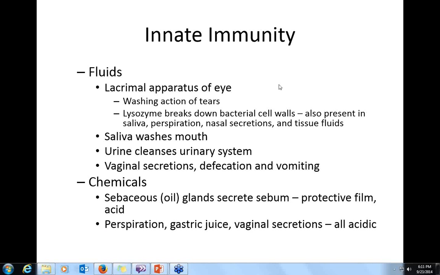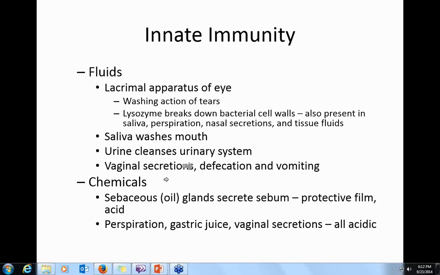Okay. Fluids that the body produces. You have the lacrimal apparatus of the eye. That's referring to the tears. Tears wash away pathogens. Tears also include lysozymes. These are special enzymes that break down bacteria cell walls. They're present in other fluids like saliva and perspiration. Saliva washes out the mouth. Urine cleans the urinary system. And vaginal secretions clean out the reproductive system. And defecation and vomiting, these clear out the digestive system.